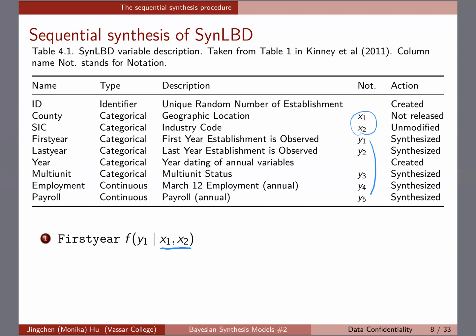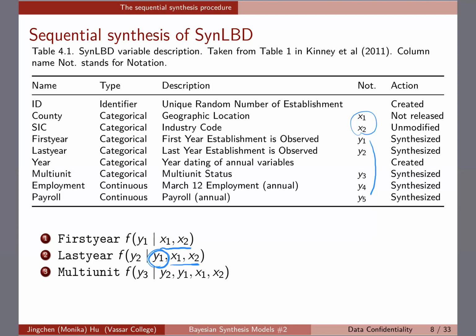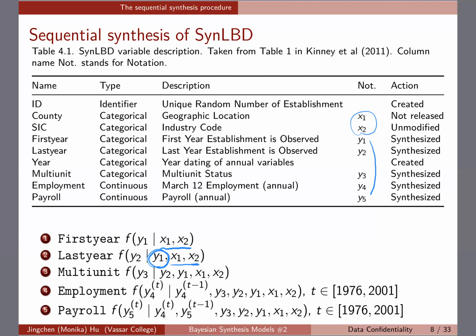And then once you are done with first year, you can do last year. So sequentially, they're doing Y2. And you can see that their construction is that you are doing that given not only X1 and X2, but also Y1. So that's what they mean by sequentially. I do one first, I finish Y1, then I move to Y2. And for Y2, I use Y1 and also X1, X2. And soon you will see their setup here is with multi-unit, which is Y3. That is from a conditional model given Y1, Y2, and X1, X2.